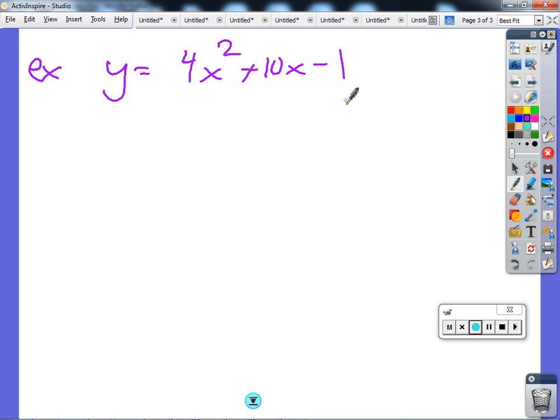Okay, first step. What's our first step? Separate it, right? 4x squared plus 10x.